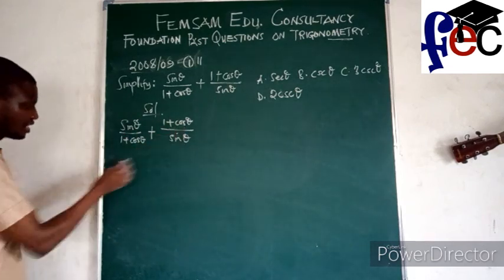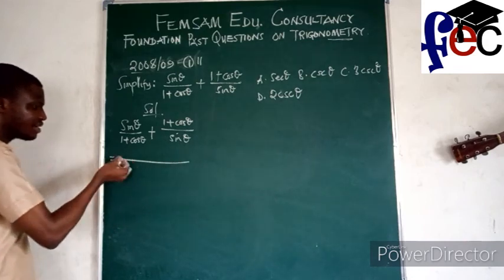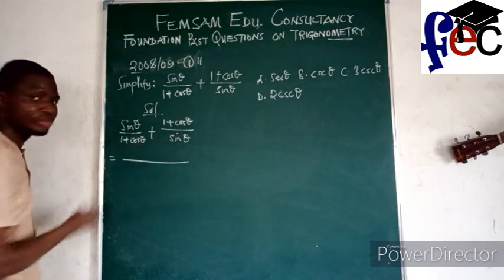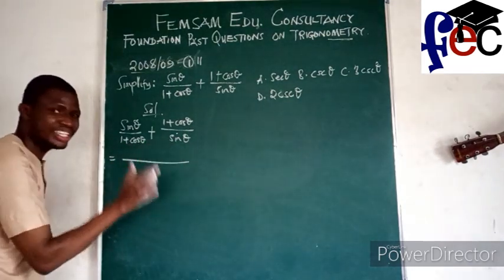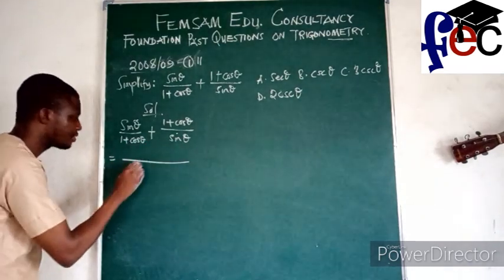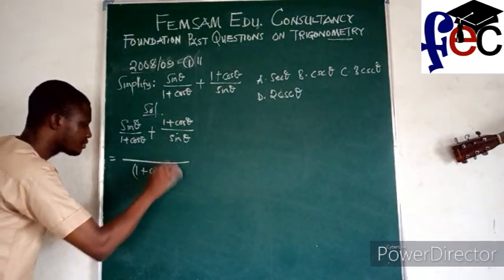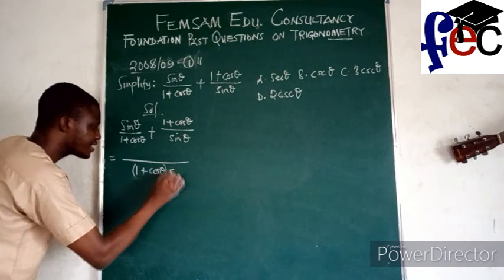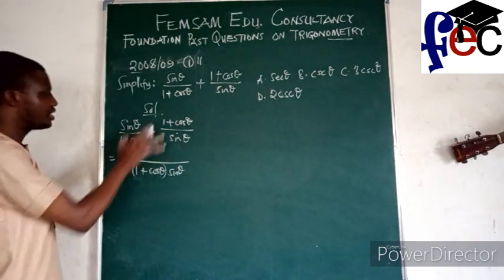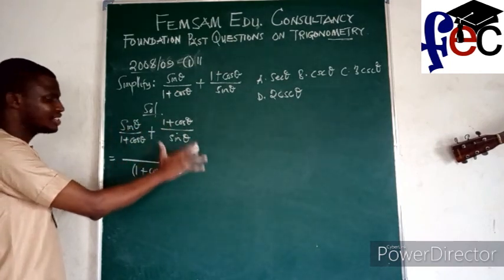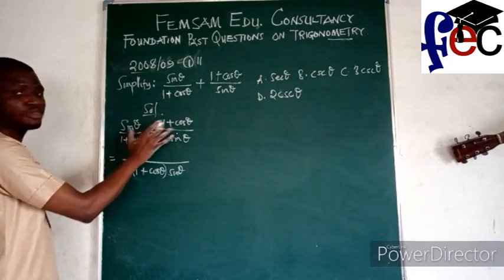If I decide to find the LCM of these two denominators, you will realize that the LCM is just the product of the denominators. So I have 1 plus cos theta multiplied by sine theta. Now that's the first step. These two fractions have been reduced to a single fraction. You can see a single division line, unlike this partial sum.